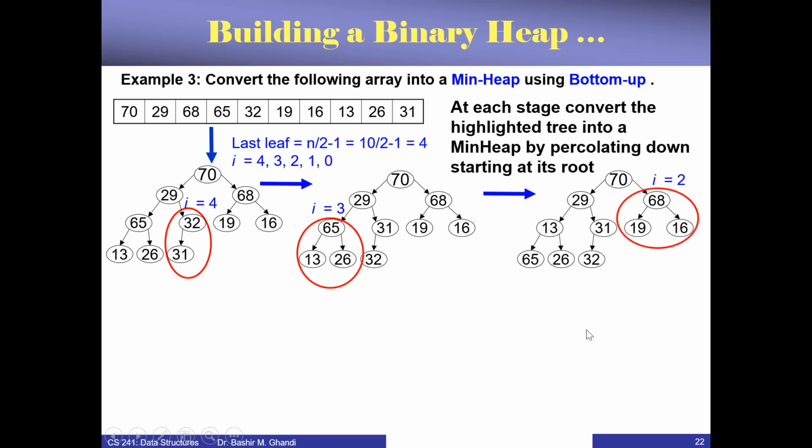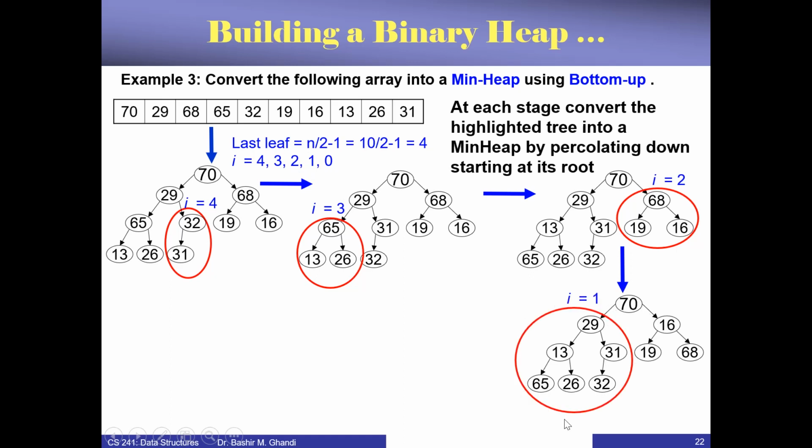Okay, so the next tree to concentrate on is the one rooted at 2. So again, the reference point is the root. Try to calculate it down, swap it with the smaller child. The smaller child is 16. So 16 will go up, 65 will come down. Okay, as you can see here, 16 has gone up, 68 has come down. Then now you can go to index 1, which is this tree.